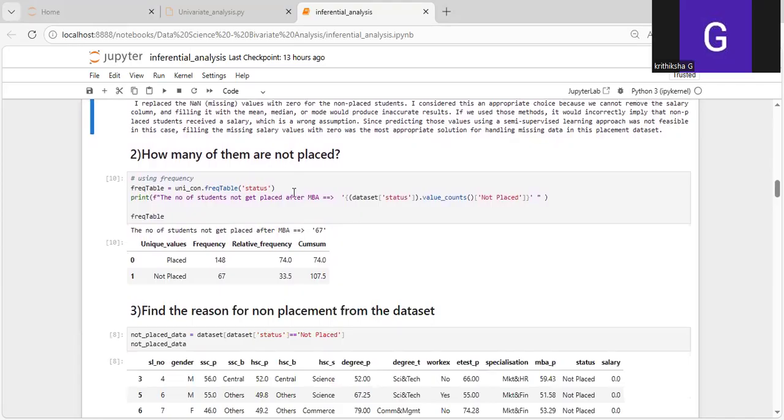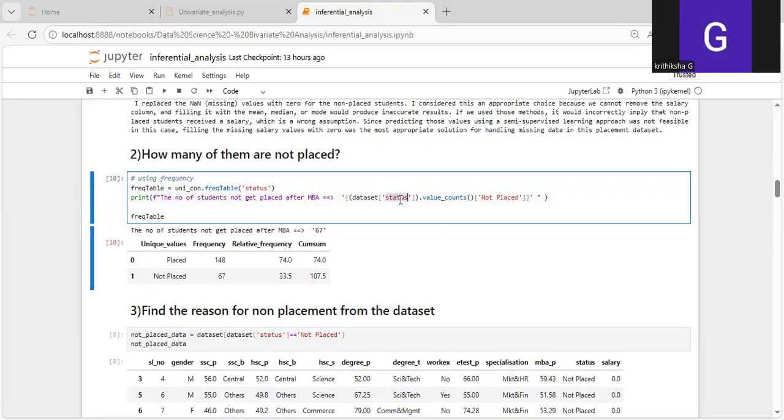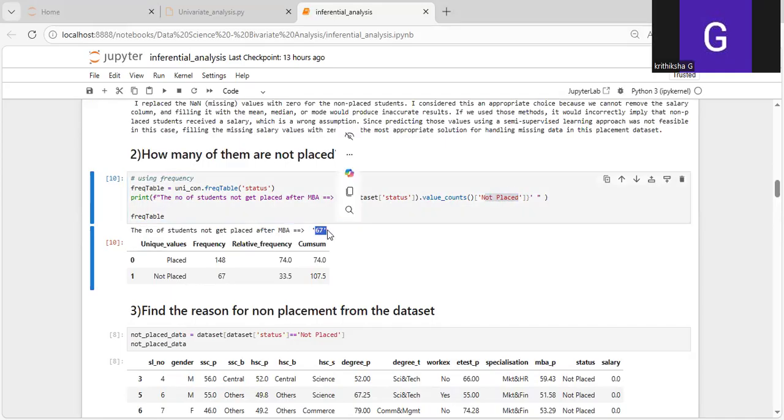Next, how many of them are not placed? To find this, we can use the frequency. The status column contains the not placed and placed student status. We can count the values for not placed students, and the count is 67. If you want more information, the frequency table also tells us not placed students are 67, and we can also see the relative frequency and groups.